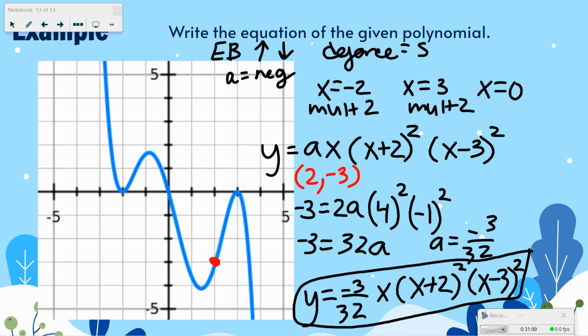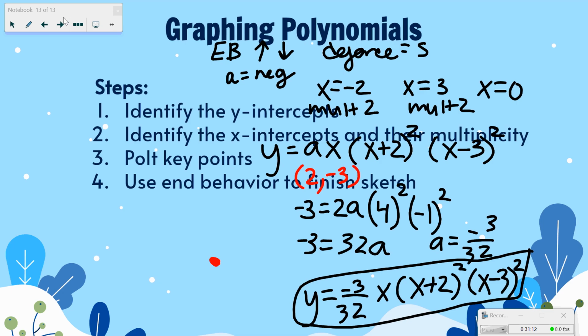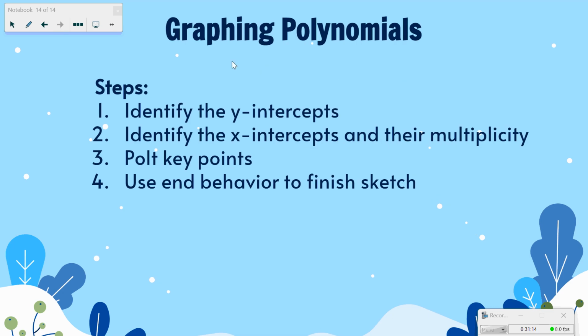Alright, let's do the opposite direction now, which is graphing our polynomials. So, start off with identifying key points from your equation, right? What are some key points? Always our intercepts. So finding your y-intercept, how can I always find a y-intercept? Plugging 0 for x. Great job.